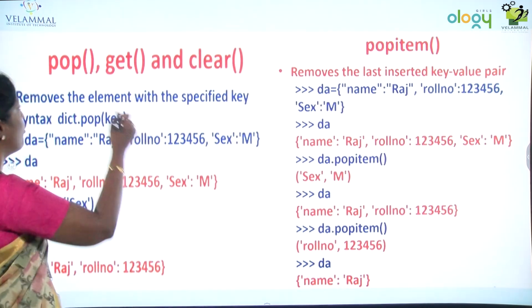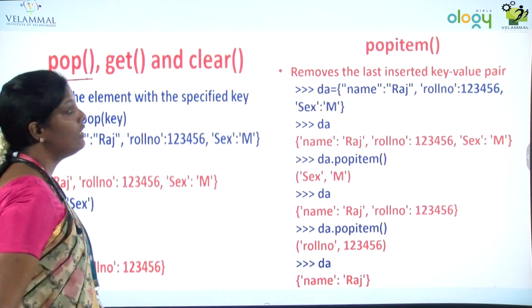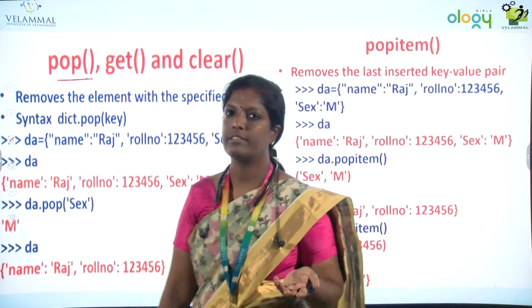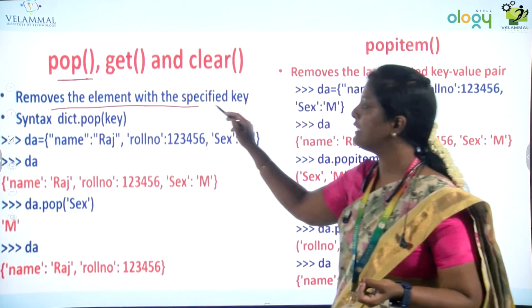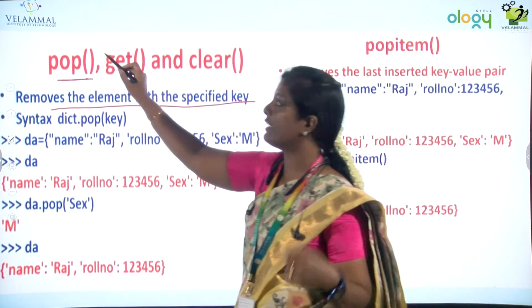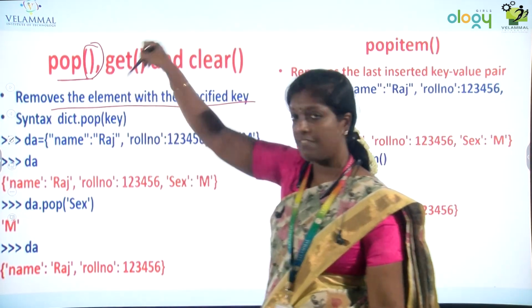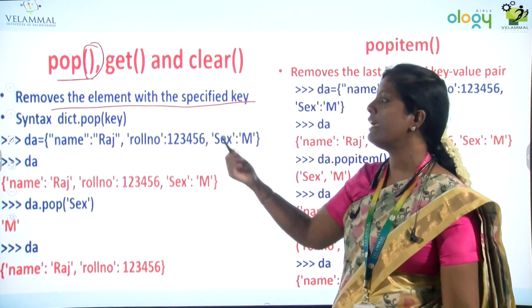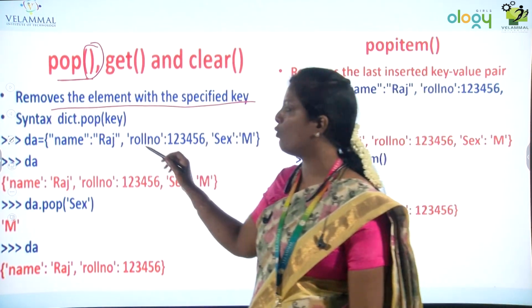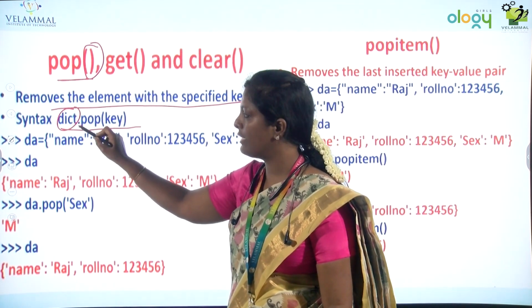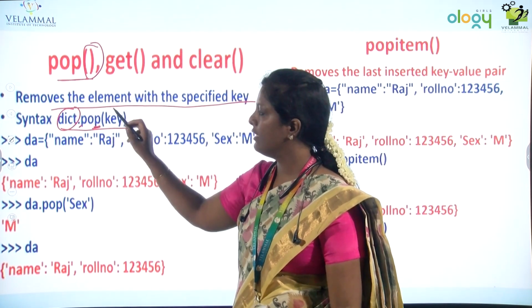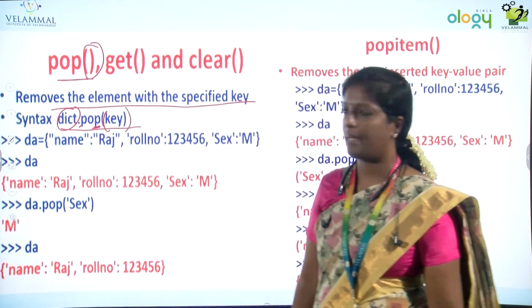Next is pop. I told you, right? Pop is another important operation. When you update information, in the same way you can go for pop operations also. It removes the element with the specified key. If you specify a key inside the braces, that particular item can be removed. It performs the remove operation. The syntax is the dictionary name dot pop and the specific key.